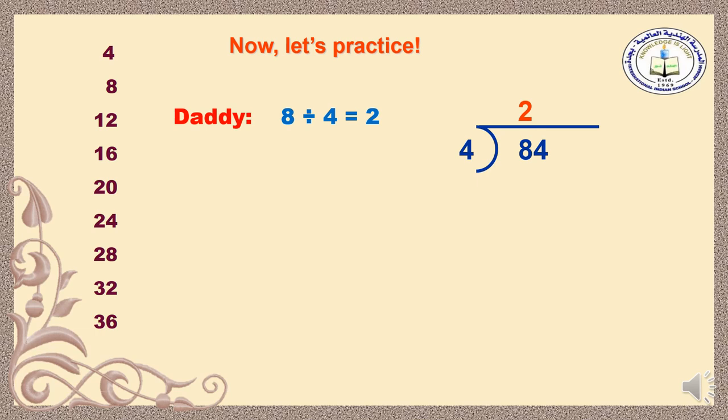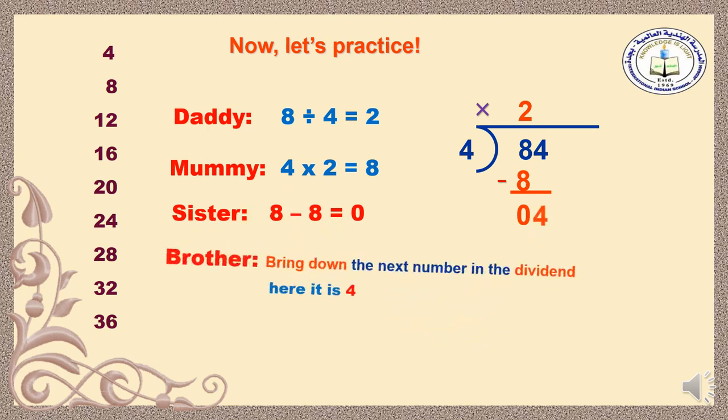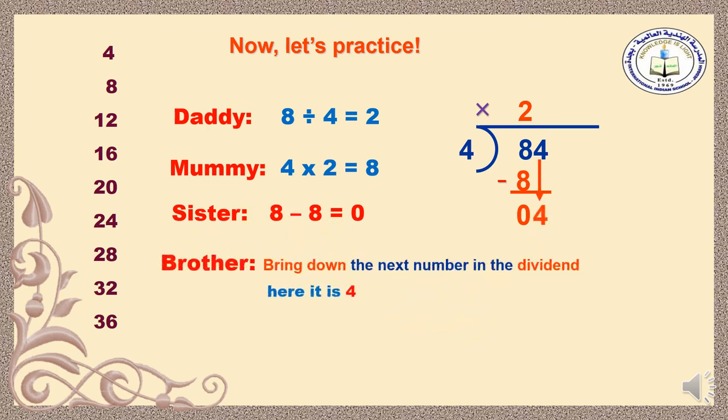So the next step is to multiply. Now that 4 divisor to be multiplied by 2, 4 twos are 8, that we will write under 8. The next step is to subtract. 8 minus 8 is 0. After subtraction, we'll check is the difference smaller than the divisor. Yes, it is smaller than the divisor. Then the next step is to bring down. Bring down the next number in the dividend. Here it is 4. So we bring down the number 4.